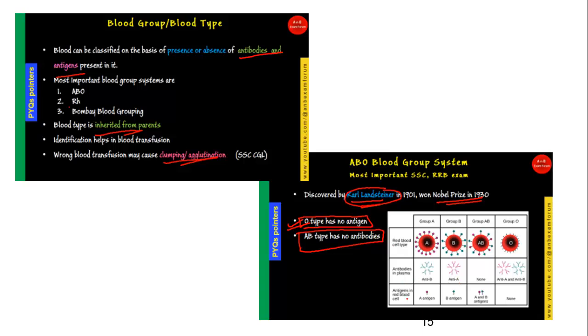If antigens are not present, the person having O type can donate to anybody else, because the wrong transfusion causes clumping because of the antigens. So antigen is the main factor. If antigen is not there in the RBC, then anybody can receive this blood group O. That's why it is called the universal donor. Similarly, the universal receiver is AB type because it has no antibodies.